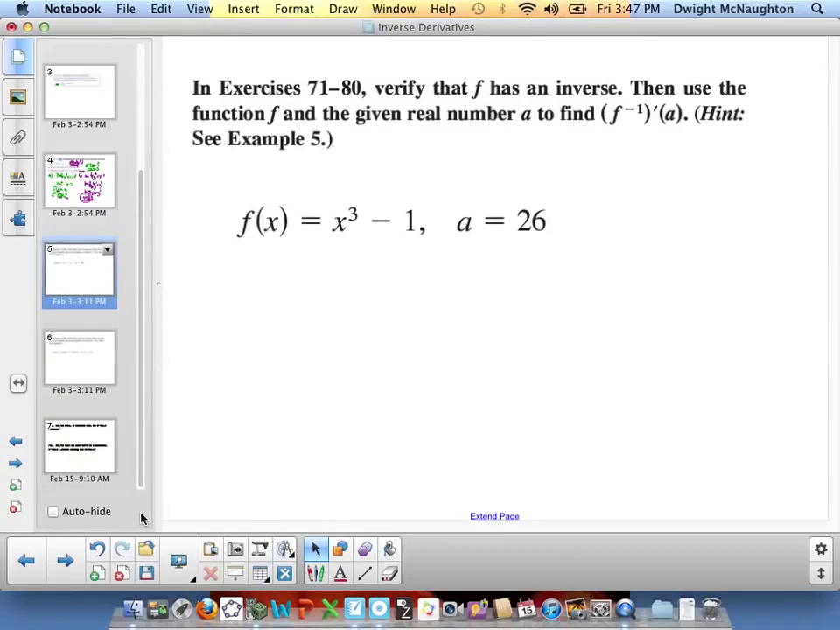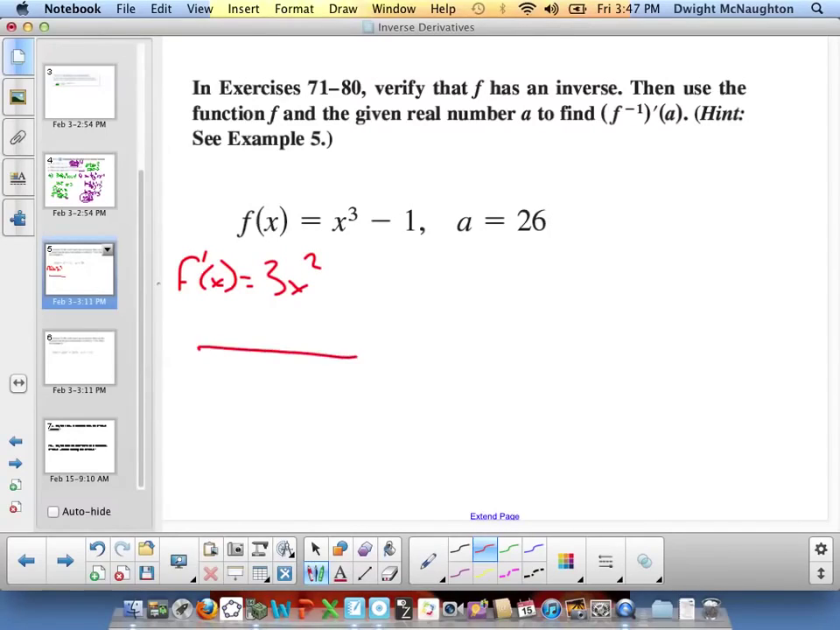All right, verify that f has an inverse, then use the function and the given value to find the f inverse prime at a. So we verify it first by showing that it's monotonic. F prime of x is 3x squared. There's a critical number at 0, but on the left side of 0 it's positive, and the right side of 0 it's positive, so f is always increasing. F of x is increasing on all real numbers.